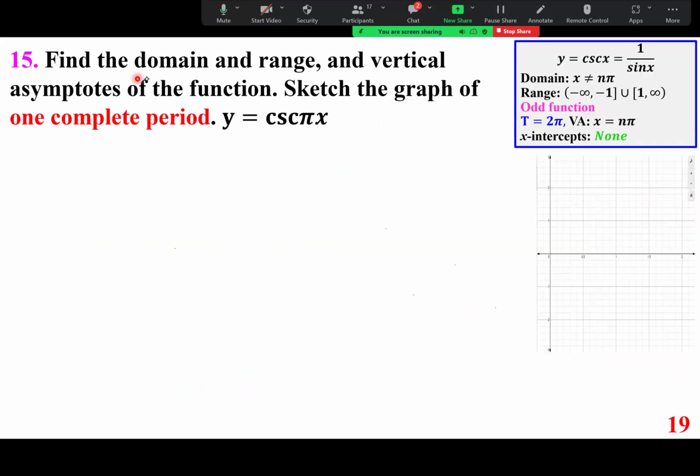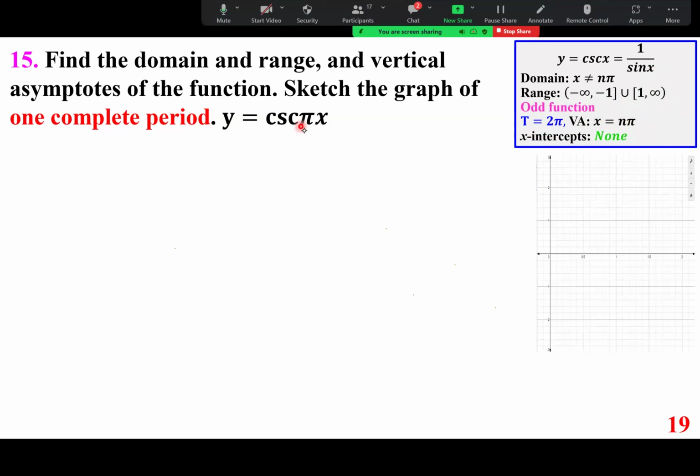Find the domain and range and vertical asymptotes of the function. Sketch the graph of one complete cycle. Y equals cosecant pi x. Reminding you that cosecant is 1 over sine. So for a basic one, x can't be n pi because that makes the denominator 0. The range is real numbers except numbers between -1 and 1, which we write as from -infinity to -1 union 1 to infinity. And it's an odd function, just like sine. Remember, all trigonometric functions are odd except cosine and therefore secant. The period is 2 pi. Vertical asymptote, whatever makes the denominator 0, x equals n pi. X-intercept, we don't have it.